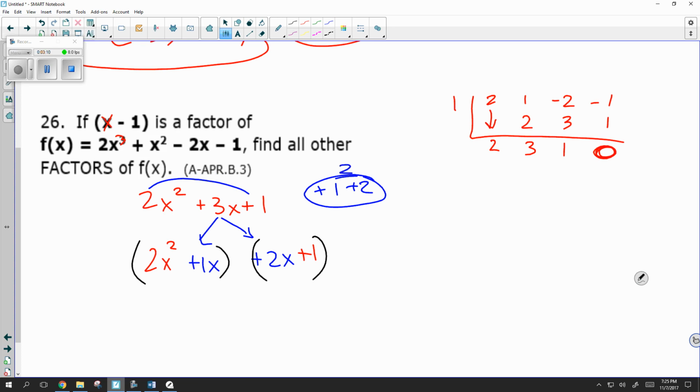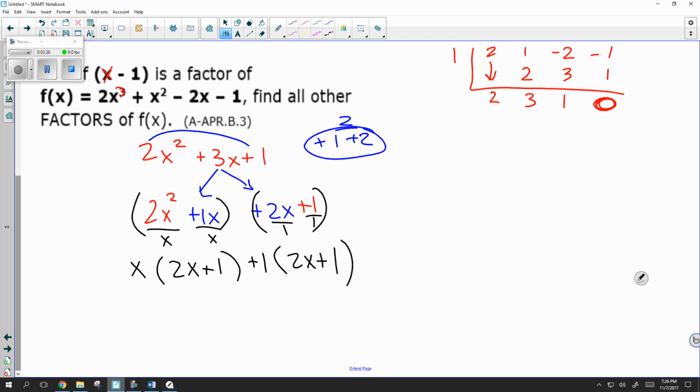So the GCF is x. So you take out the x and you get 2x plus 1. And the GCF here is just 1. So you take out the 1 and it's 2x plus 1. So you can tell we're doing it right because the parentheses match. So we put the matching parentheses once, and then we use these two to make the other set of parentheses. There's your other two factors.